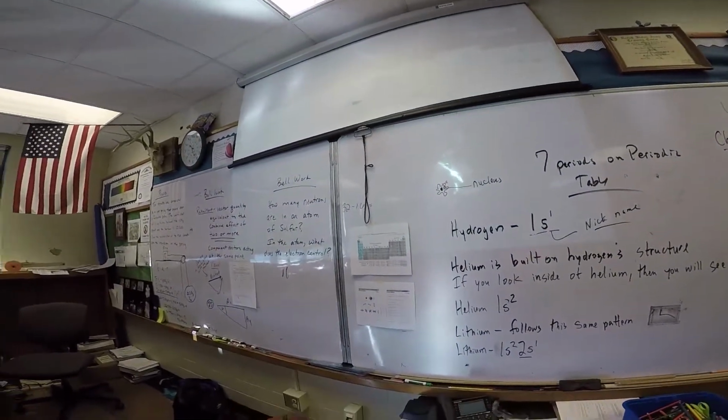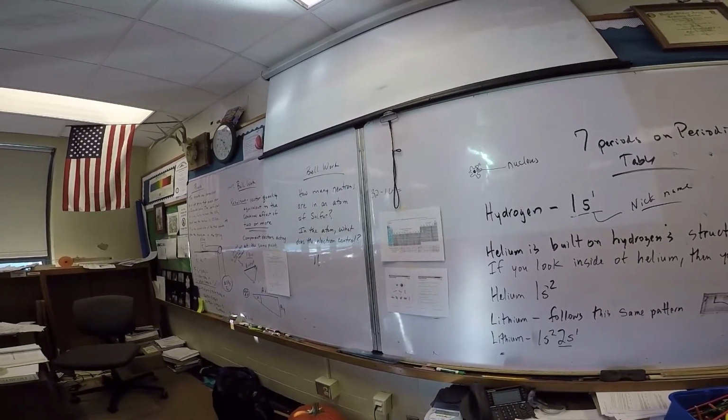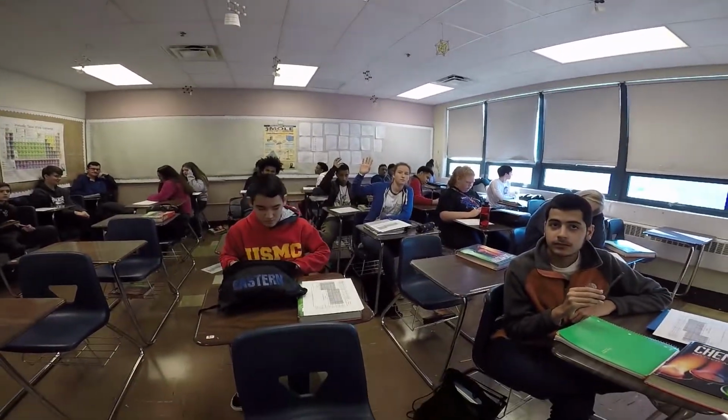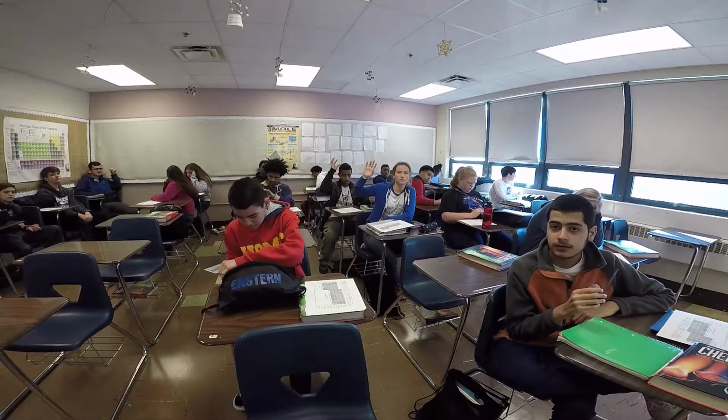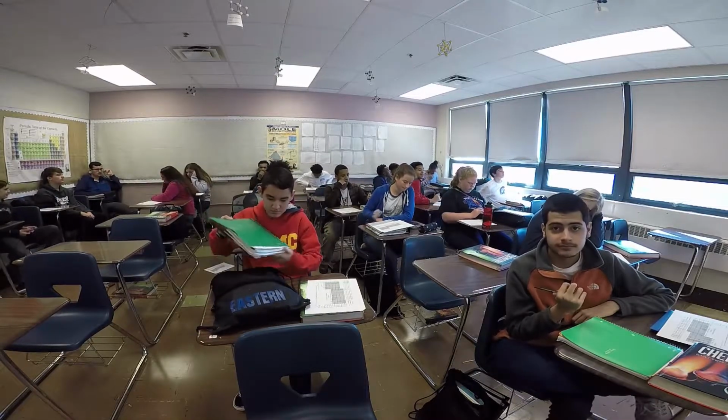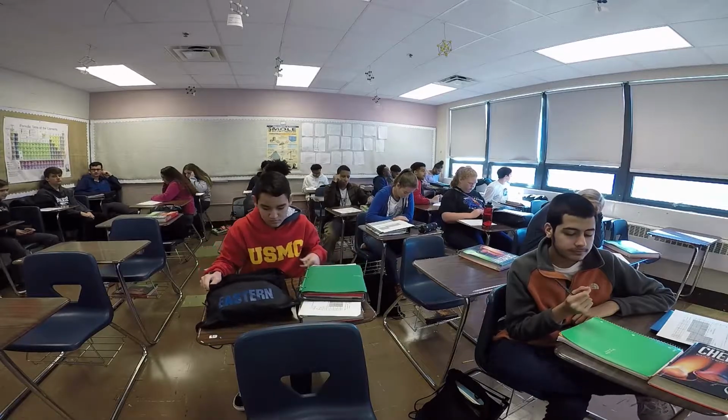In the atom, what does the electron control? Tim? What does the electron control? The behavior of the atom. Right, the behavior. So the periodic table is structured based on the electron.